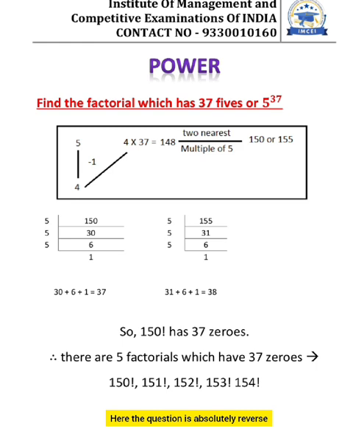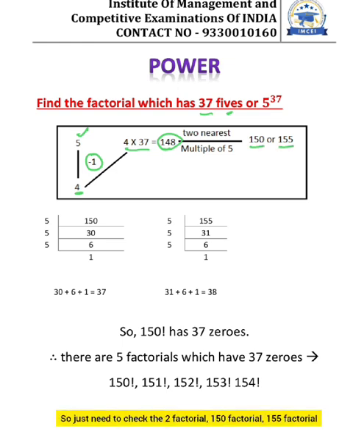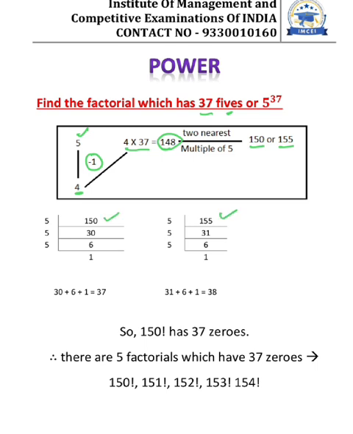Here the question is absolutely reversed. Here we need to find the factorial which has 37 fives. As we are finding 5, we need to consider 5 here. Then we subtract 1, which is fixed, and I get 4. Then we multiply 4 and 37, getting 148. Then we need to find the nearest multiples of 5, which are 150 and 155. So we just need to check 150 factorial and 155 factorial. I find that 150 factorial has 37 zeros and 155 factorial has 38 zeros.